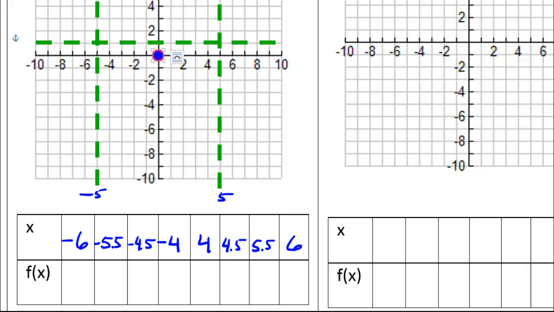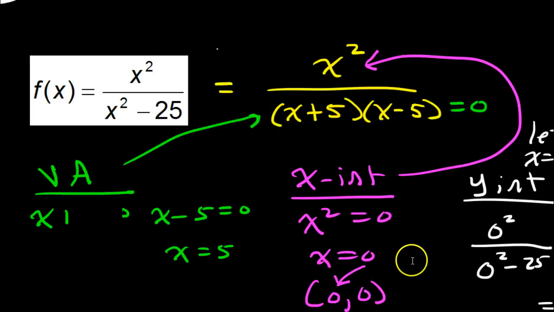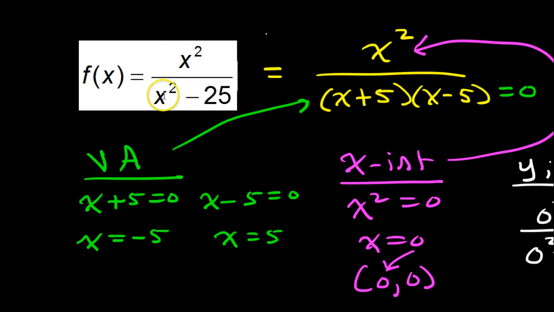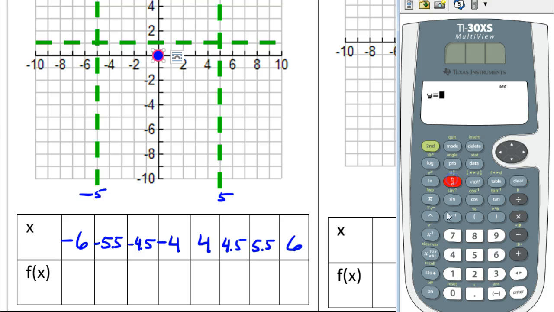Alright, if memory serves, nothing canceled out. Am I right? Yeah, so nothing canceled out. So I have x squared over x squared minus 25. And I'm going to use ask x mode. Alright, so I need -6, and I need -5.5, and I need -4.5.